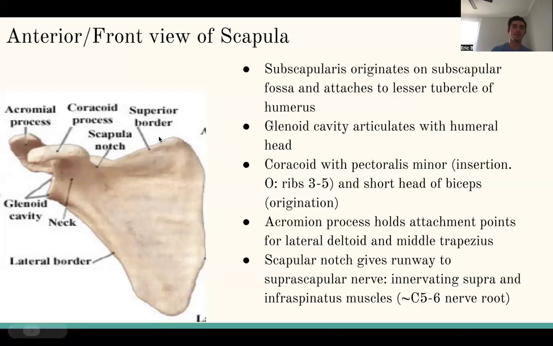We have the lateral border, the superior border, not shown is the medial border, and then we have the scapular notch. Now, the scapular notch can be almost interchangeable with the suprascapular notch, and that's going to give rise to the suprascapular nerve, which innervates the supraspinatus and infraspinatus muscles, of the rotator cuff muscles, with the nerve root C5 through C6, the cervical area, more so the brachial plexus. What's also not shown here is the supraglenoid tubercle, which usually sits just above the glenoid cavity, and that allows for an attachment point for the long head of the biceps.